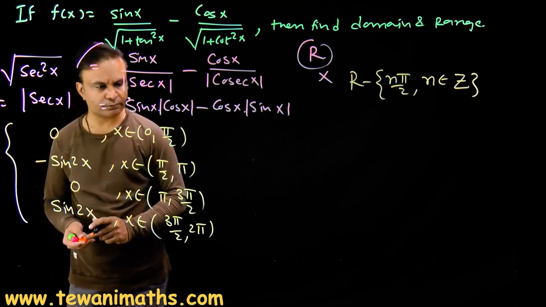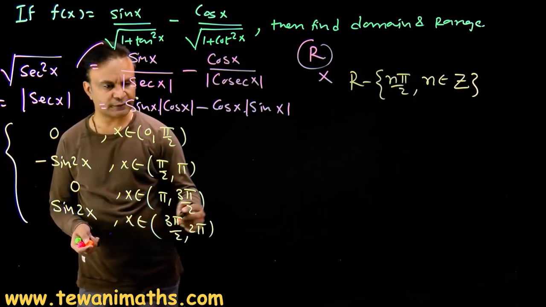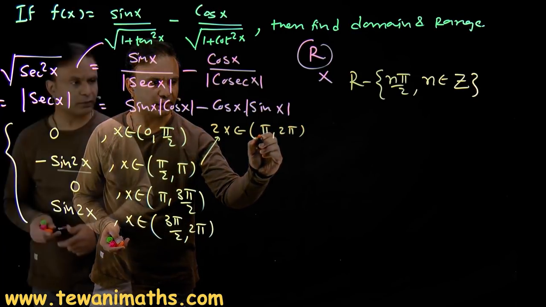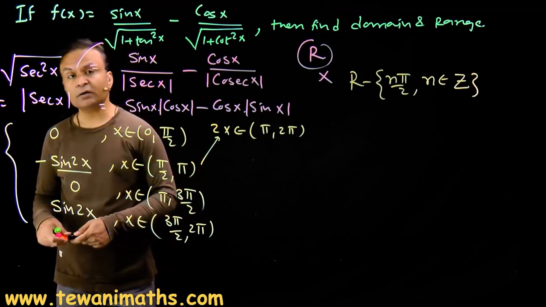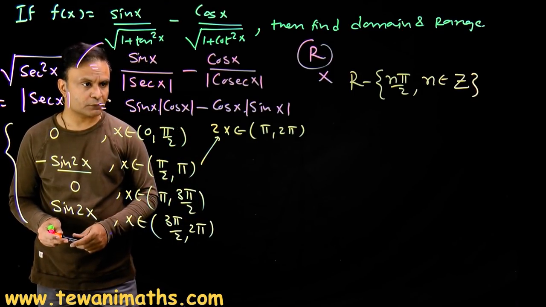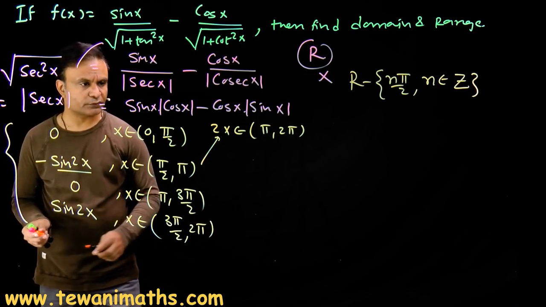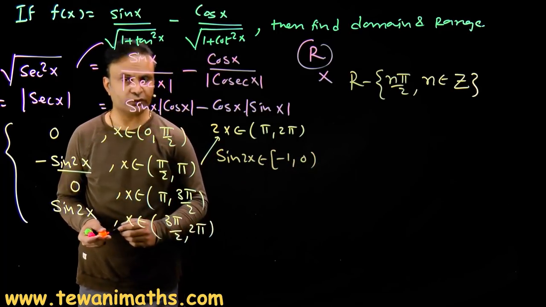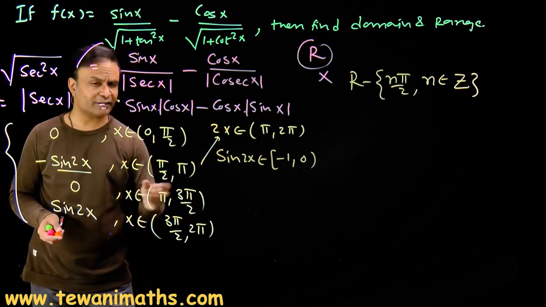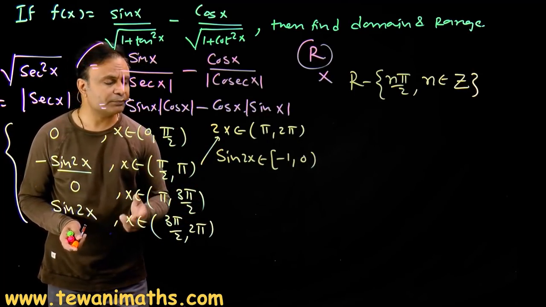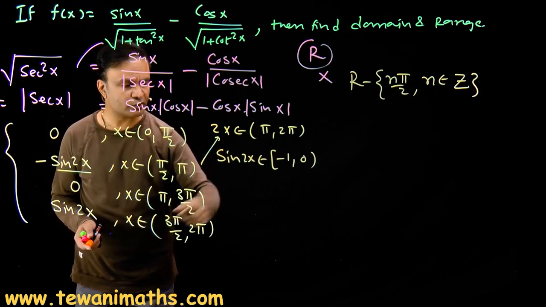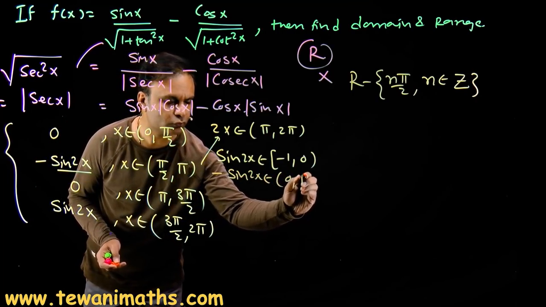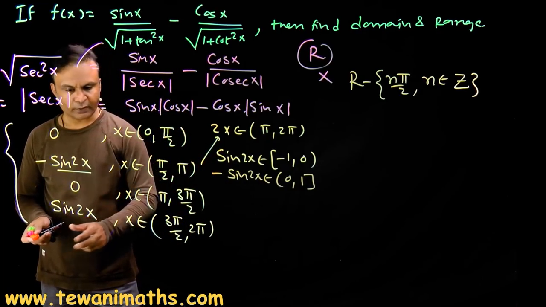Here we have x belongs to pi by 2 to pi. That means 2x belongs to pi to 2 pi. Now these angles lie in the third quadrant and fourth quadrant. So what will be the values of sin 2x? Sin 2x belongs to minus 1 to 0, because sin pi is 0, sin 2 pi is 0, and between that we have 3 pi by 2, where sin 3 pi by 2 is minus 1. So we have sin 2x belongs to minus 1 to 0. That means minus sin 2x belongs to 0 to 1.